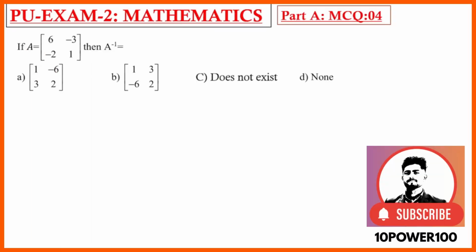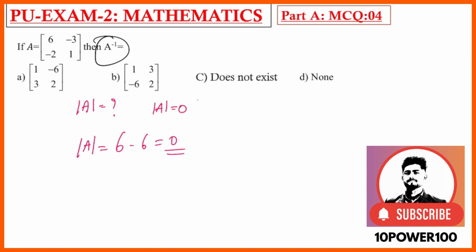Last one. They're asking us to find the determinant of A inverse. To find A inverse, first we have to check the determinant of A. If determinant of A is 0, it does not exist. So let's check this. 6 ones are 6. So determinant of A is equal to 6 ones are 6 minus 6, so it is equal to 0. If determinant of A is equal to 0, that means it is a singular matrix. For a singular matrix, A inverse does not exist. So option C, does not exist is the answer.